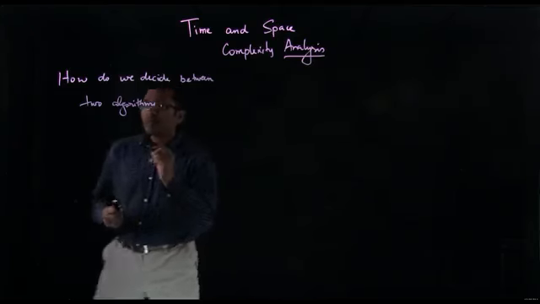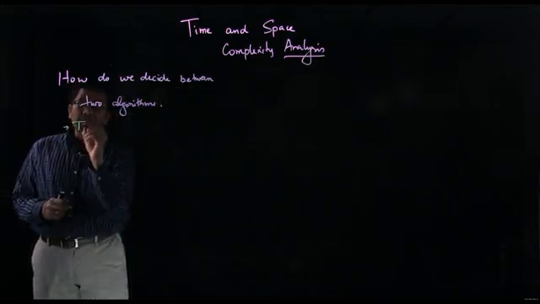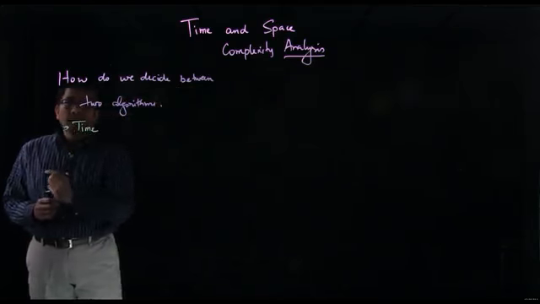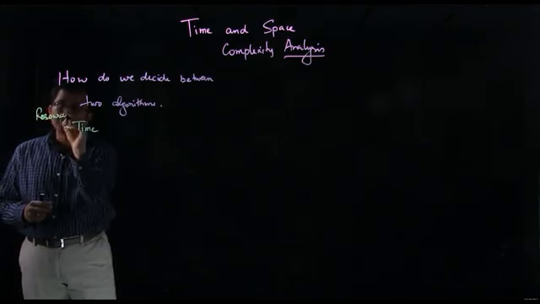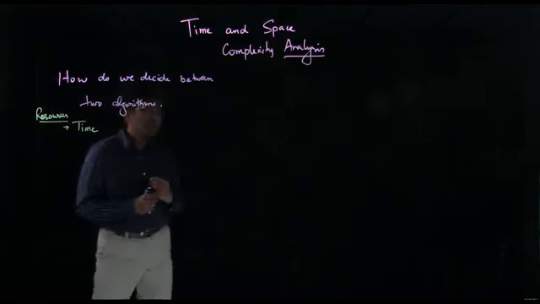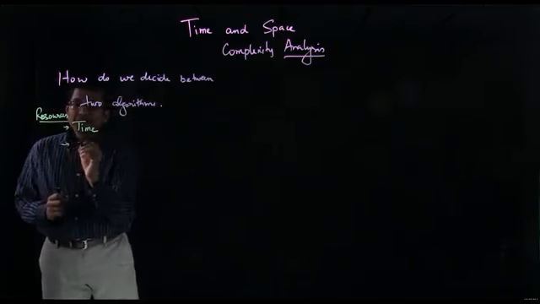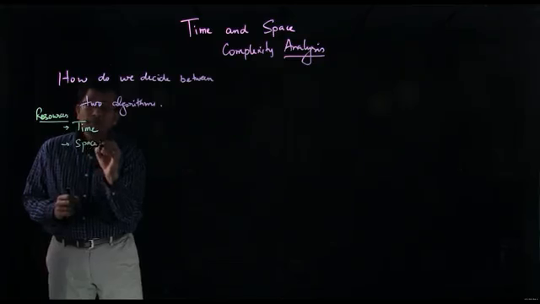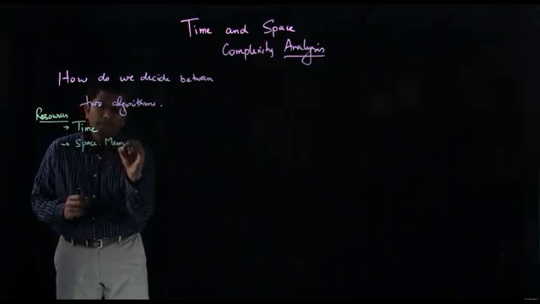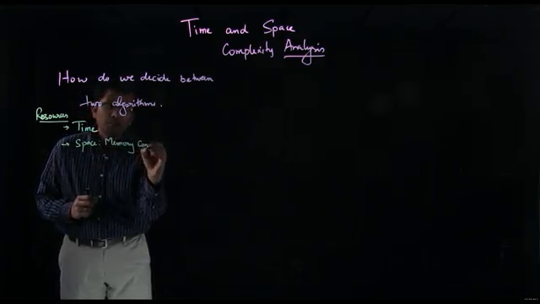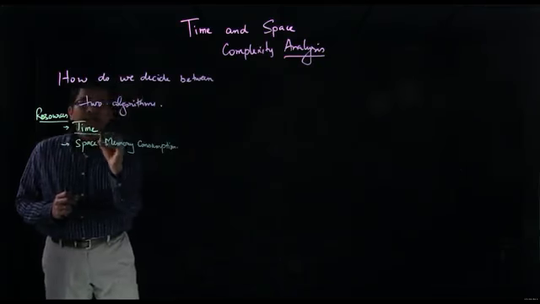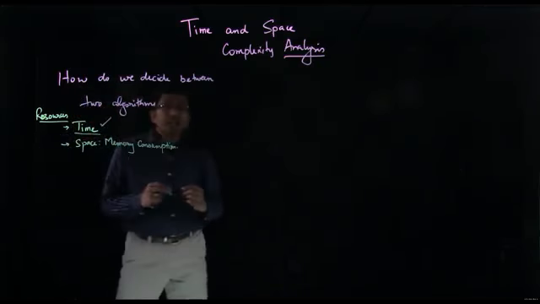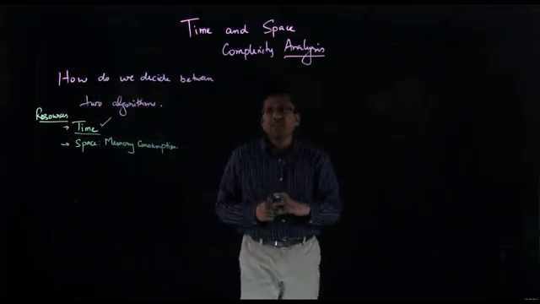So what do we care about? We care about two things. We care about time, and these are the main resources. Of course, there are other resources, but we use time and space. And by space, I mean the memory consumption. Time is usually the one that is the main concern for us.